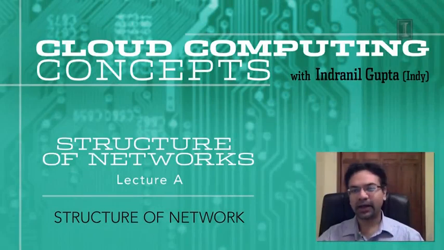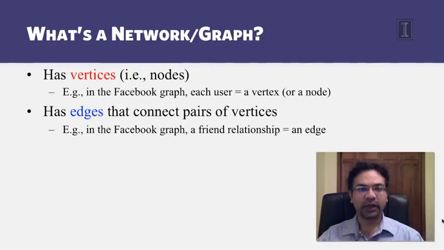Hi there. In this lecture, we're going to see some very interesting and cool properties of networks or graphs as you have seen them. So before we get started, a few definitions again. What is a network or a graph? A network or a graph are synonyms, by the way. So a network or a graph has vertices or nodes.